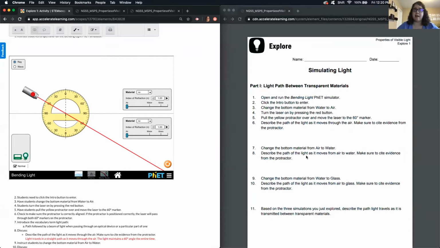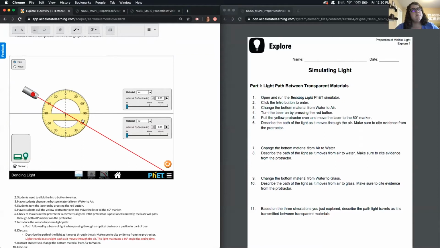I want you to describe the path this light ray is traveling and make sure to cite evidence from the protractor. So for here, I want to see a number value added. Go ahead and pause and fill this out. All right, so clearly what we're looking for here is a straight line. So this light went straight, and our evidence here is that the protractor went from 60 degrees as the input. Output was still at a 60-degree angle, so that stayed the same.